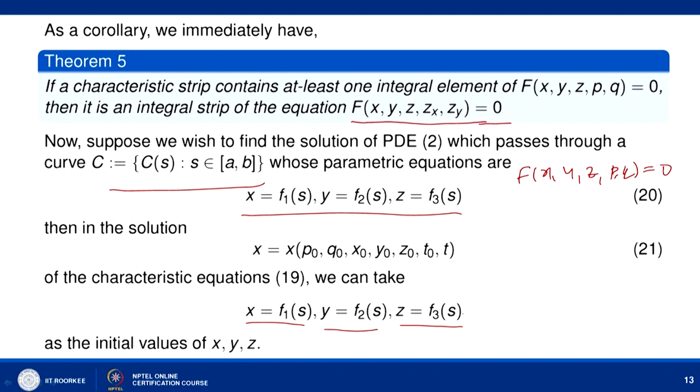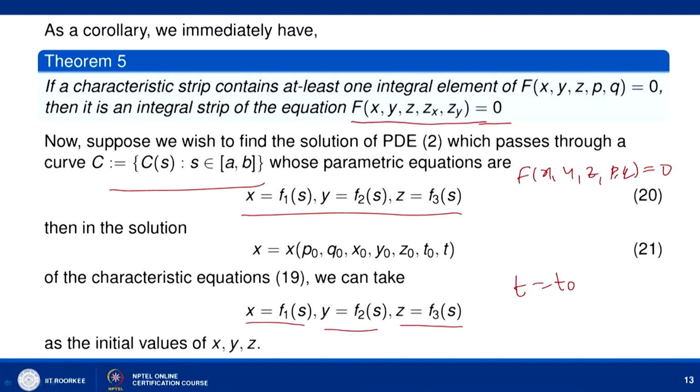So, it means that if these are the initial values, that is, at t equal to t naught, the initial values of your characteristic strips are basically f1(s), f2(s) and f3(s), then it will contain an integral element, and the strips which we are looking for are integral strips. In this way we can find out the integral surface. So, that is the idea of this.